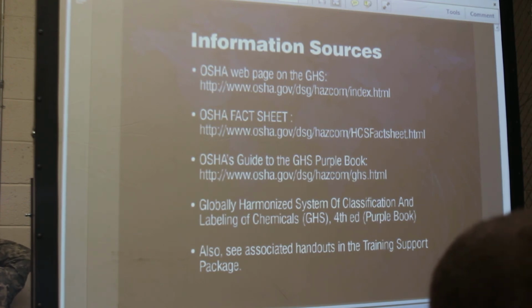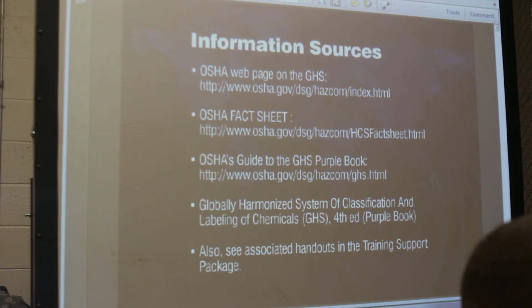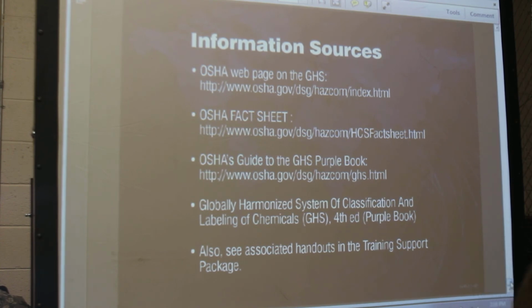All right, to get warmed up, how many of us are familiar with MSDS? Alright, basically MSDS is being replaced by SDS. The whole point of it is just to drop the word material. It's basically just focusing on safety.